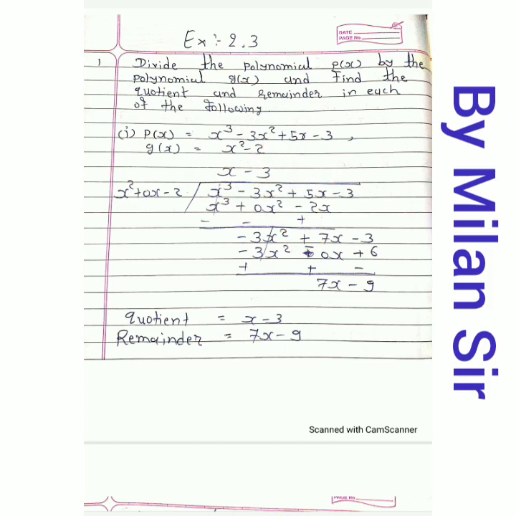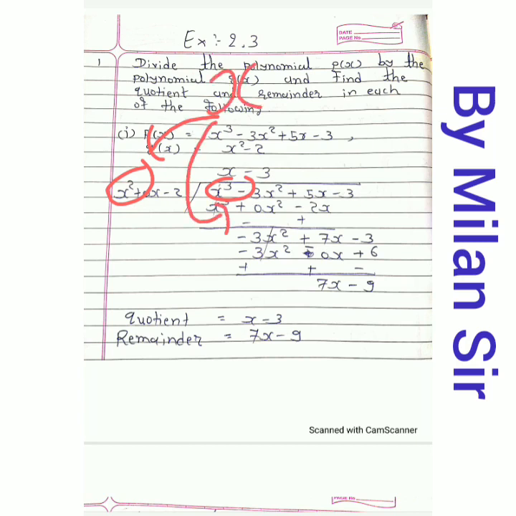Now start this equation. Here I am writing p of x, here I am writing g of x, and in between I have already written 0x. So, our first try. Our first step is to equate the first term of p of x and the first term of g of x. That means we need one number that multiplies with x square and gives us x cube. It is x, because if we multiply x square with x, it gives x cube. So here I am writing x.